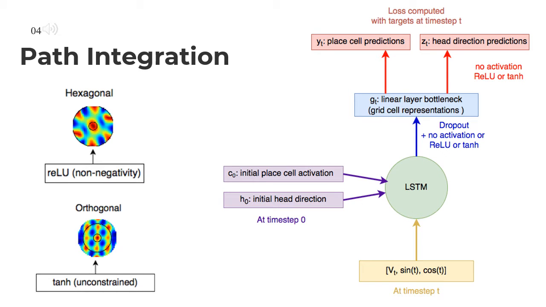Here is the original architecture proposed by Banino et al. It is this bottleneck layer that is shown to have grid-like structures of the environment. As training progresses, there are two kinds of patterns that emerge in the grid representation, hexagonal and orthogonal. Further work shows that these patterns depend on non-negativity constraints in the model.